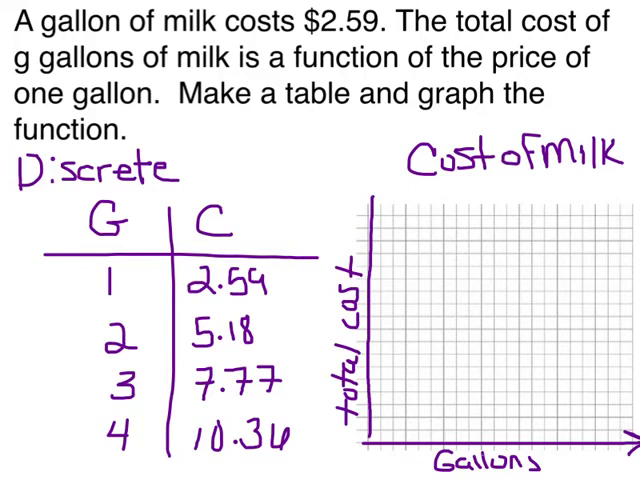So for 1 gallon of milk is $2.59. So I'm going to make each one of these lines 1 gallon. So 1 gallon of milk is $2.59. 2 gallons milk is $5.18, so about there. 3 gallons is $7.77, so almost 8. 1, 2, 3, 4, 5, 6, 7, almost 8. And 4 gallons is $10.36.